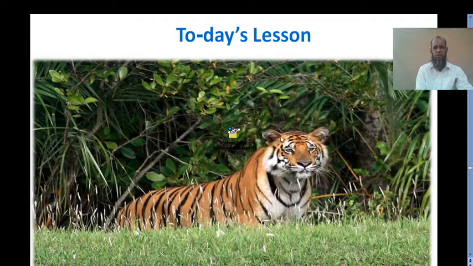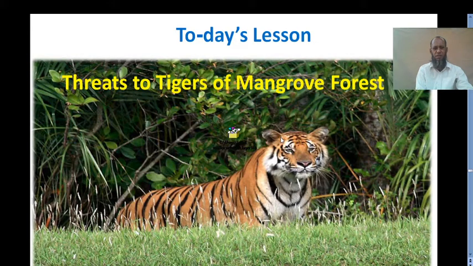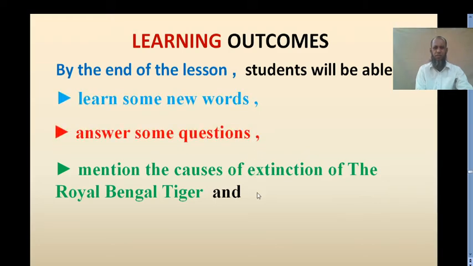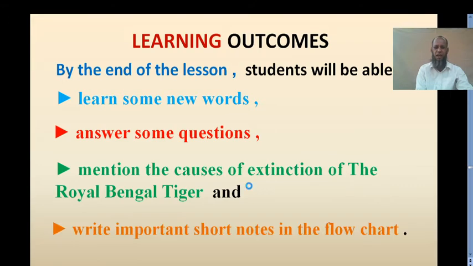So, today's lesson is the threats to tigers of the mangrove forest. Today's learning outcome, that is, students, you will be able to learn some new words, answer some questions, mention the causes of extinction of the Royal Bengal tiger, and you will be able to write important short notes in the flow chart by the end of this lesson.